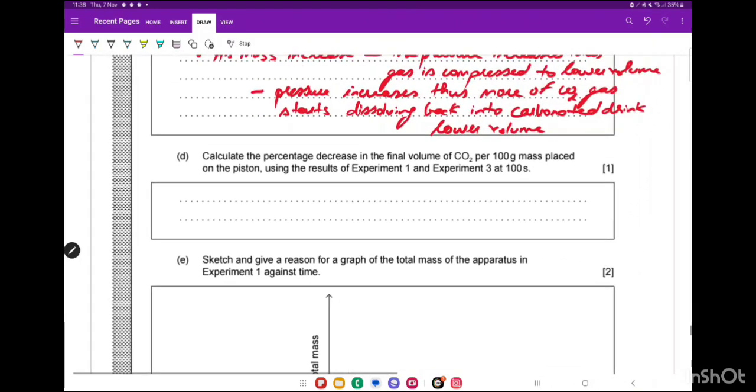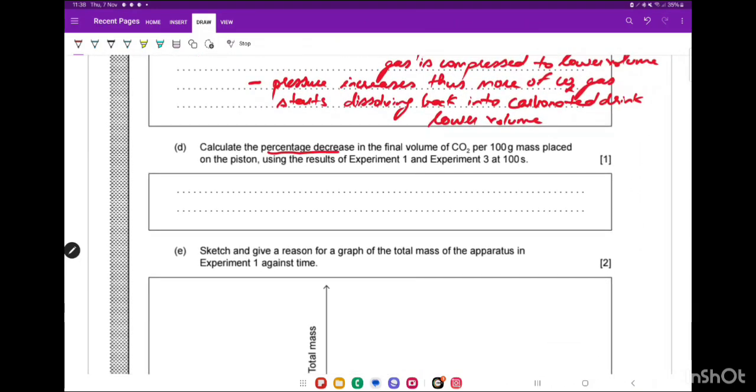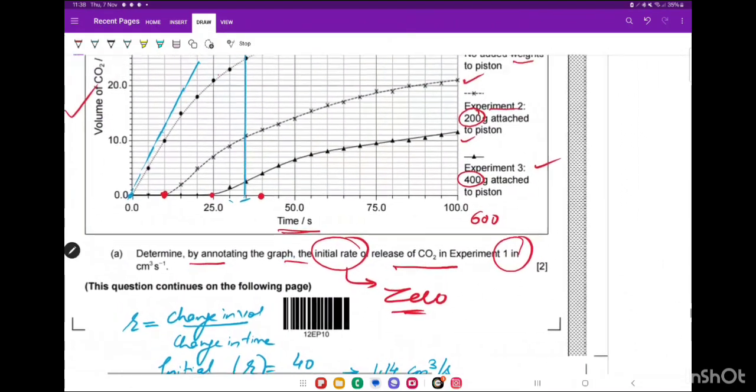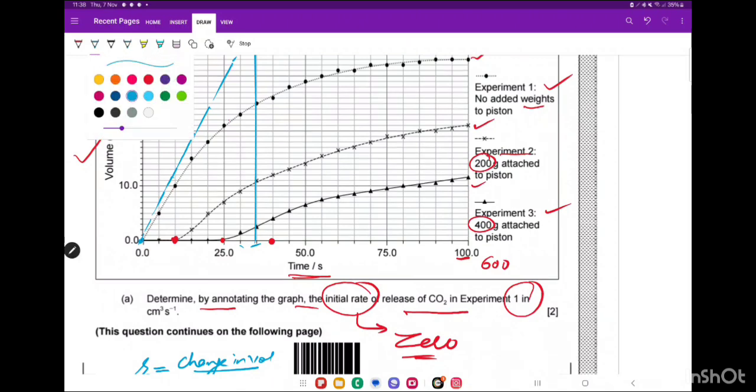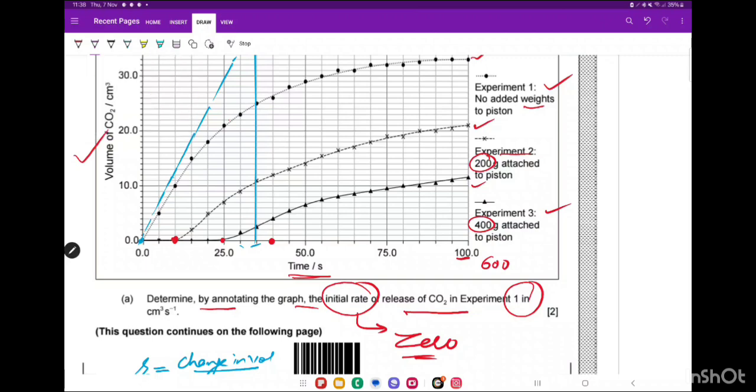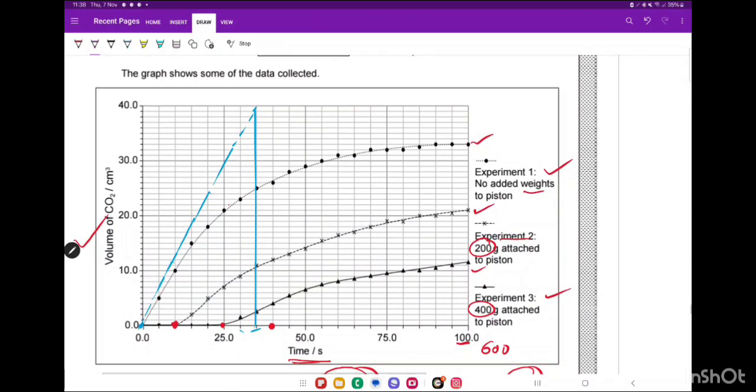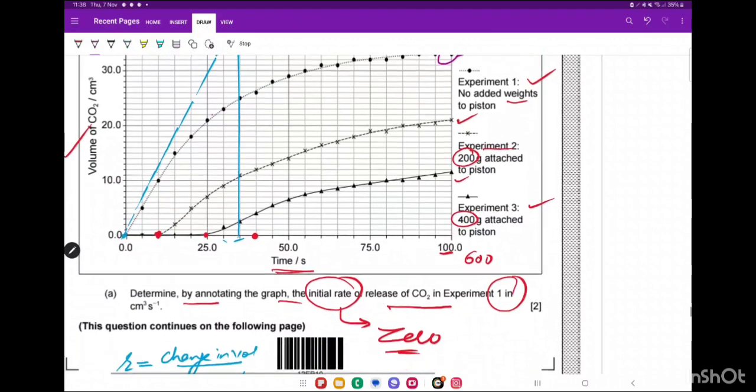Okay. Now part D is: calculate the percentage decrease in the final volume of CO2 per 100 gram placed on a piston using results of experiment 1 and experiment 3 at 100 seconds. At 100 seconds for experiment 1, we can observe that the volume of CO2 gas collected is 33 centimeter cube when there is no weight.